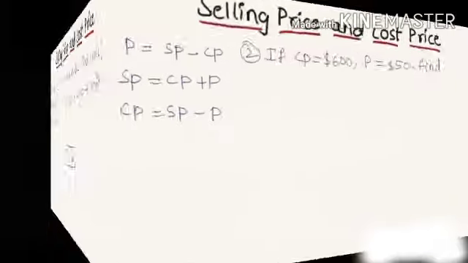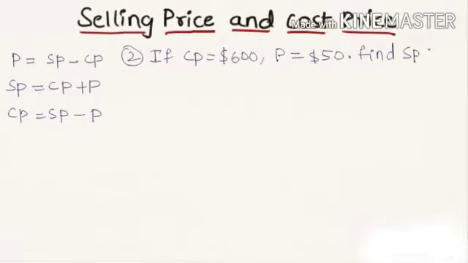Let us see one more example. In this example, if CP is equal to $600 and profit is equal to $50, find SP. By substituting the values in the formula, that is, SP is equal to CP plus P, which is equal to 600 plus 50. By adding this, we get selling price as $650.